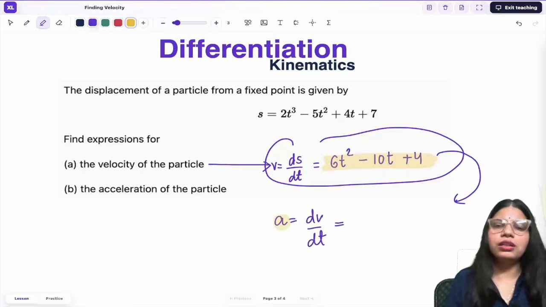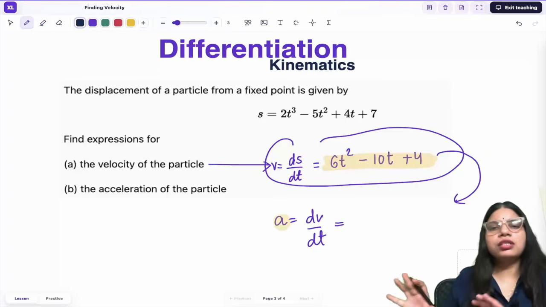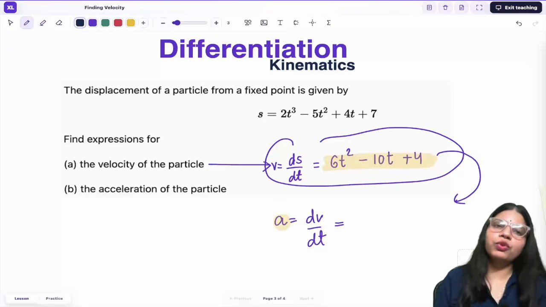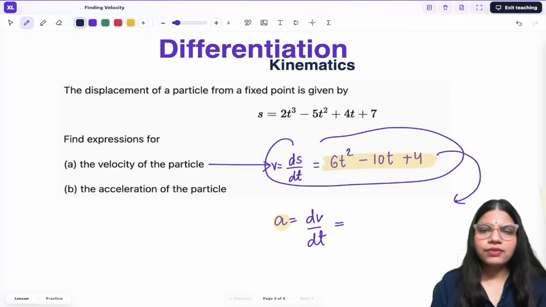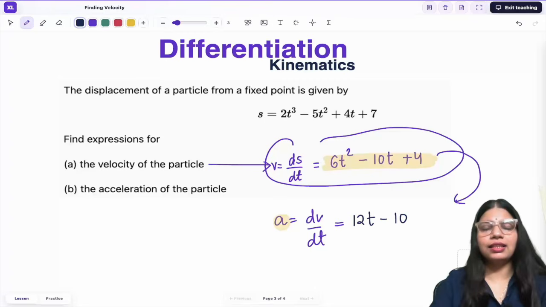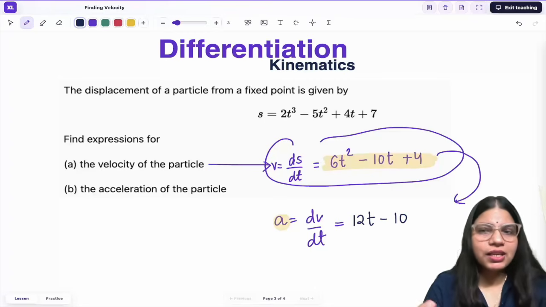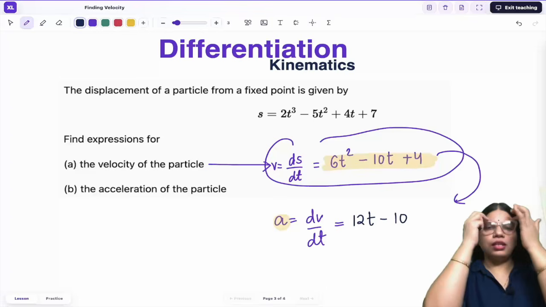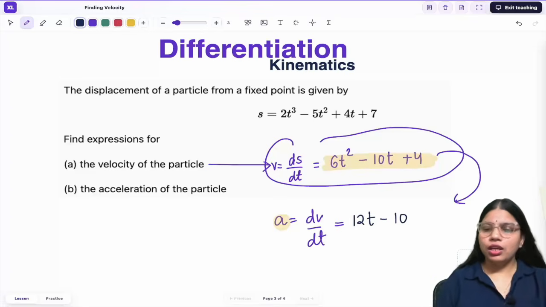Okay, let's do that. So it turns into a new question for us. 6t squared minus 10t plus 4 is what we have to differentiate. So that gives us 12t minus 10. And that's what our answer is. Does that make some sense? Are you understanding this? It's not tricky, it's just new, right? Try being comfortable with that.